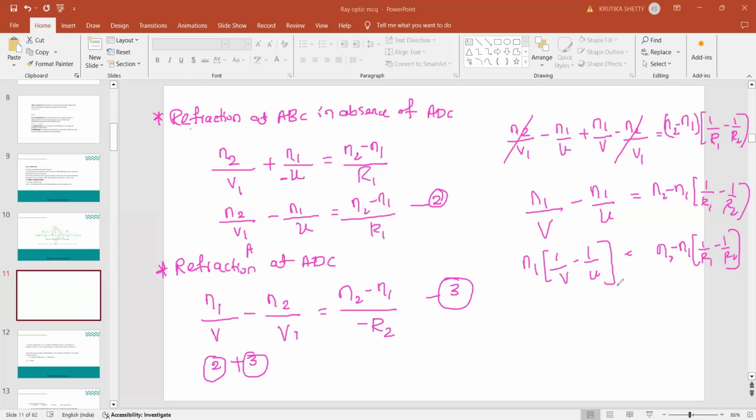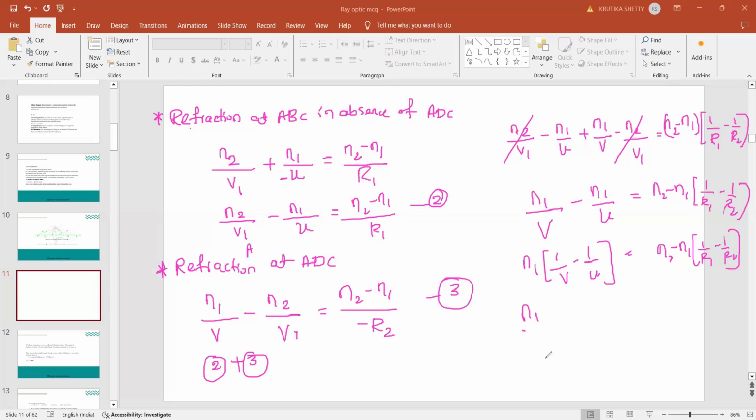Anybody remember? Lens formula, 1 by V minus 1 by U. What can we write? We discussed it yesterday at the end, look. One by F. Yes, it is 1 by F. So according to the lens formula, not lens maker's, okay, it is 1 by F.